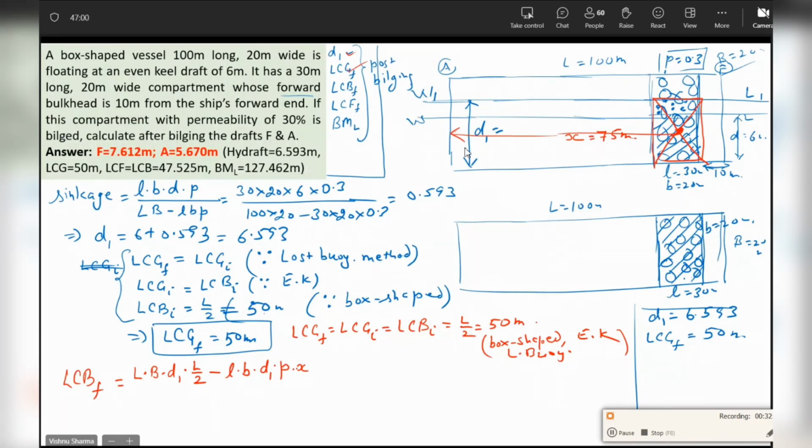And when I remove this from the total longitudinal moment, I'll be left with the longitudinal moment of volume of buoyancy. And I divide by volume of buoyancy. Under the Lost Buoyancy Method, it will remain L B D1. Does everybody agree with this formula that I have written? It's the same KB formula, only thing the levers have changed. Instead of keel, now they are above the after perpendicular. Yes or no? Does everybody agree, or has anybody any questions before we put the values?